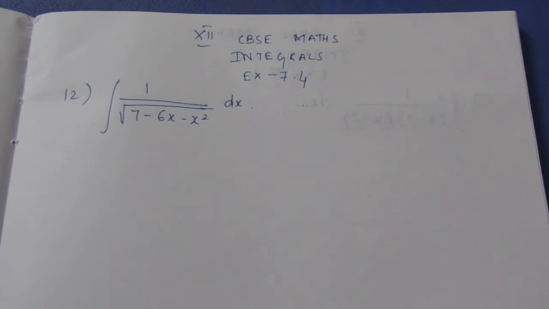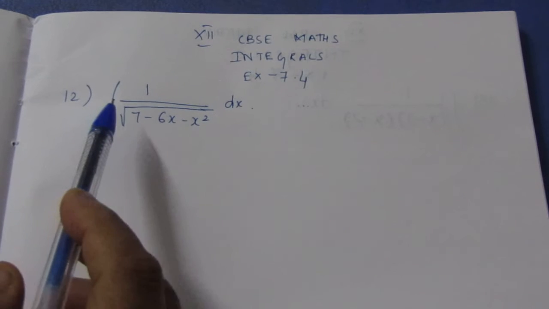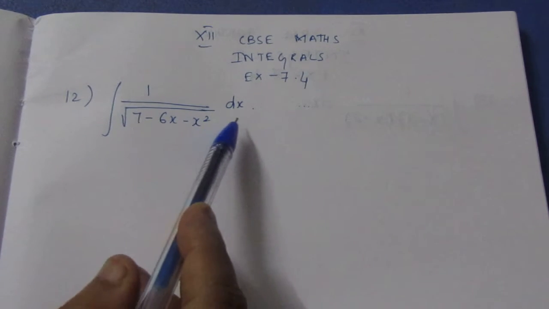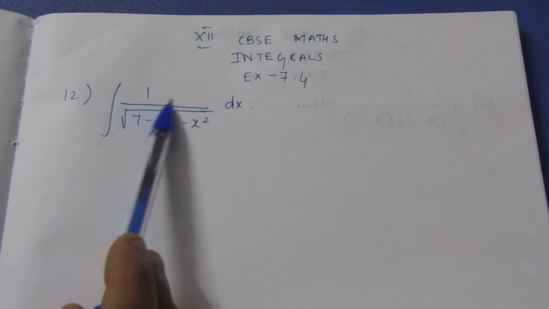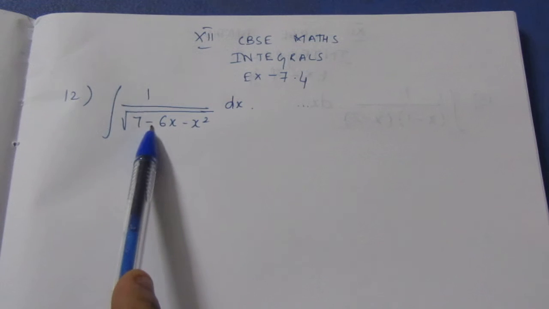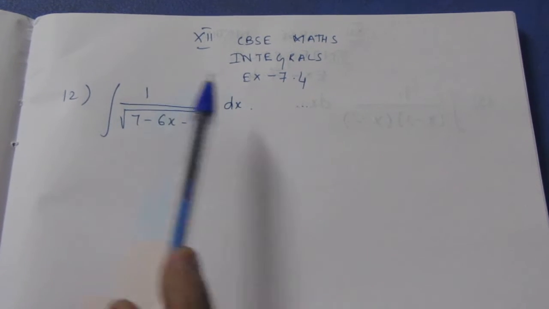Today we are going to see 12 CBSE Maths Integrals exercise 7.4 question number 12. Let's see the question. Integrate 1 by root of 7 minus 6x minus x square dx. Here, if we check, there is no value in the numerator, it's only 1. In the denominator we have root of 7 minus 6x minus x square. If I differentiate that, I will not get my numerator.